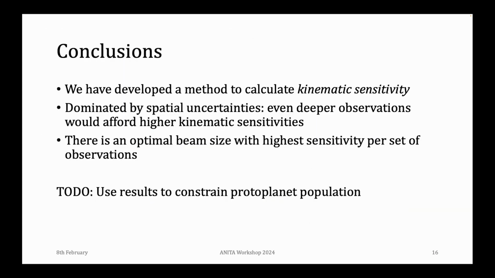And so just to conclude, we've developed a method to calculate kinematic uncertainty, and we found that so far we seem to be dominated by the spatial uncertainty in the image. And so even deeper observations would allow us to make images with smaller beam sizes and higher sensitivity. Yeah, so the to-do is basically to use this to constrain the protoplanet population.